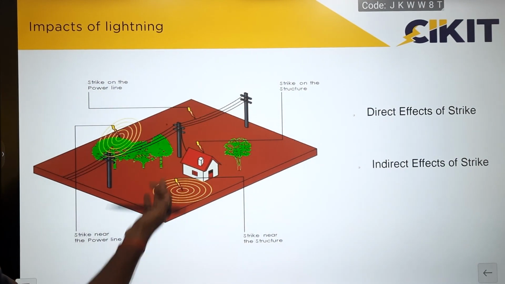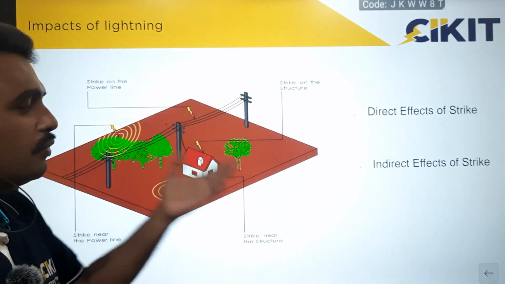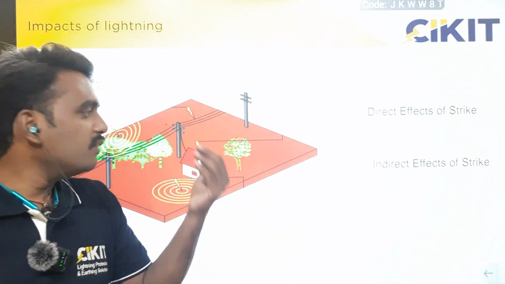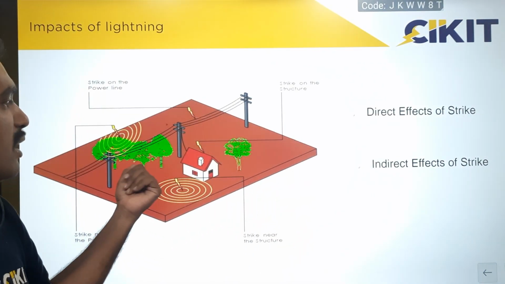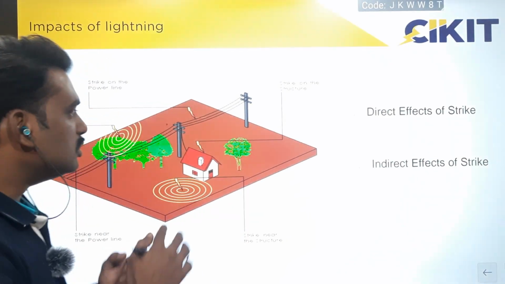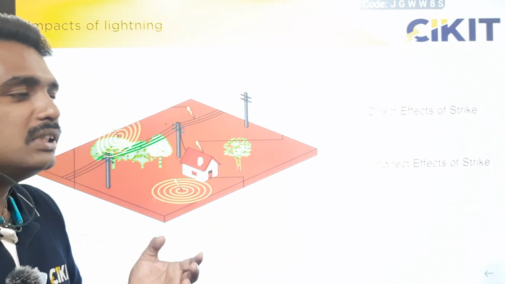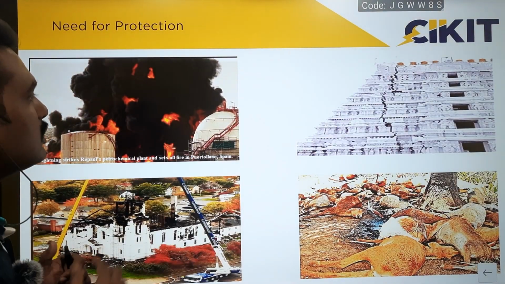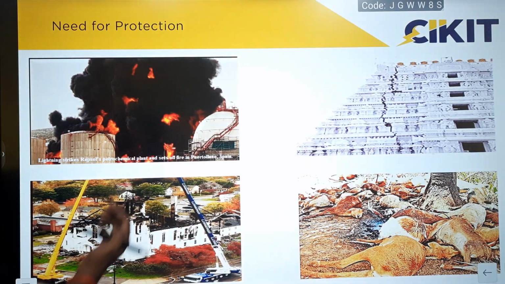The damages can be damage to physical structures, or the most important thing, injury to human beings and loss of life, and electronic equipment failures. So these are the three common damages that can be faced due to lightning. These are some of the incidents that were recorded due to lightning.